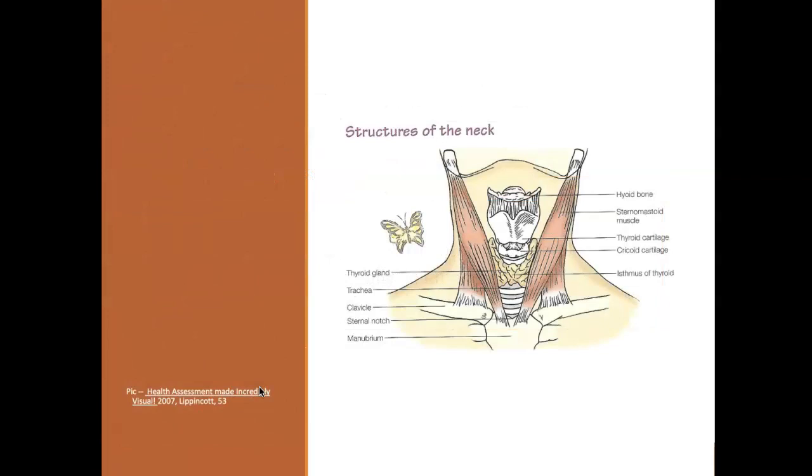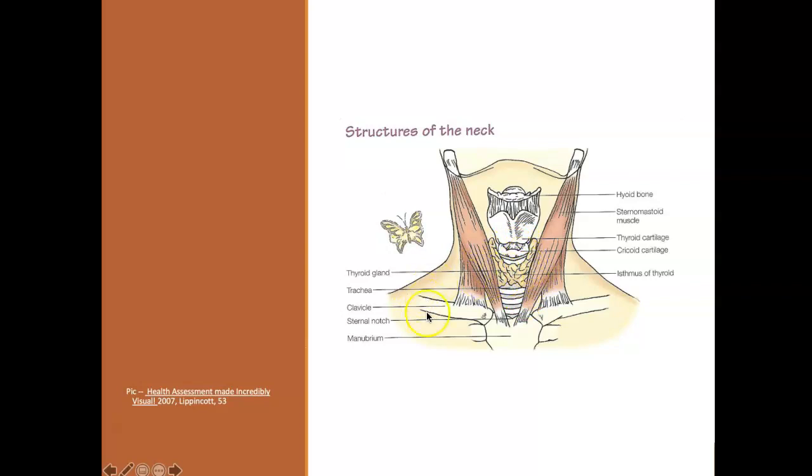Just a review of the structures of the neck. You can see the hyoid bone. Here's your sternocleidomastoid. The thyroid cartilage, the cricoid cartilage is right here, and the isthmus of the thyroid. The thyroid gland is in here.